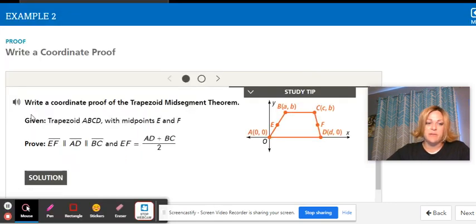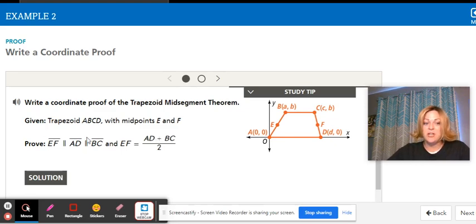This problem, example 2, asks you to write a proof for the trapezoid midsegment theorem, kind of like what we were just doing, but this time it says given, and so it looks more like a proof. Given this trapezoid with these midpoints, prove that these are parallel and that EF equals that. Well, this is what we just did, so make a plan.